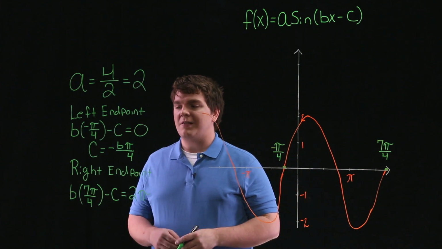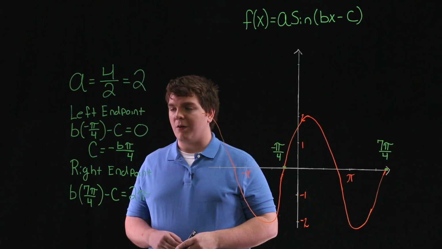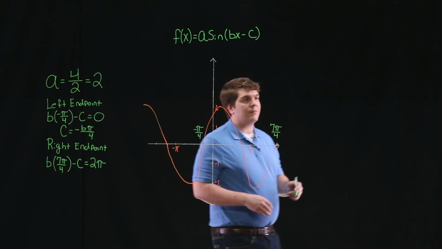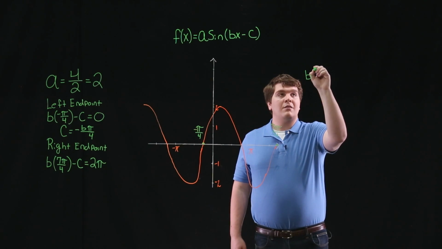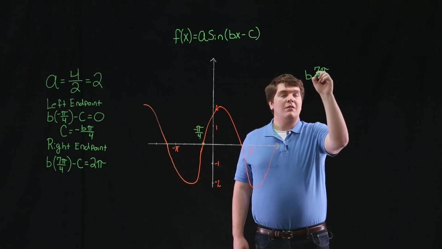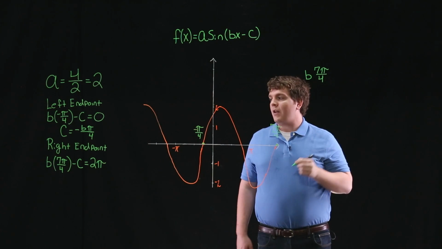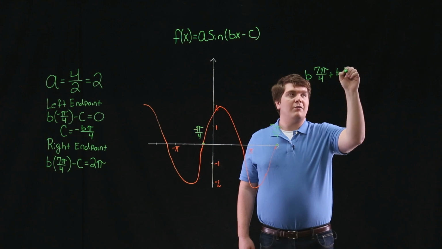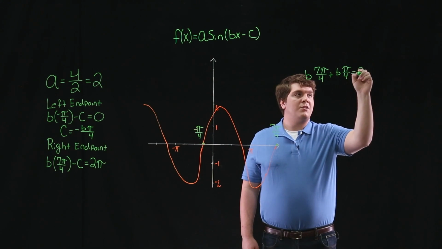Since we already know that c is equal to -b times π divided by 4, we can substitute this in to our second equation, and we obtain b times 7π divided by 4 plus b times π/4 is equal to 2π.